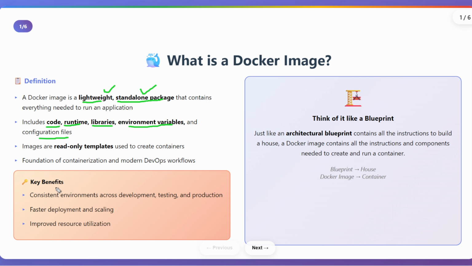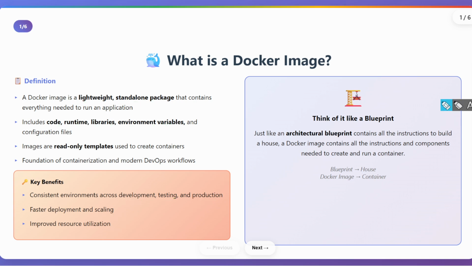If you see the key benefits, there is a consistent environment across development, testing, and production. Why? Because the package will be the same, right? So that will be shared among the team, and in development, testing, and production, the same thing will flow. And there is faster deployment and scaling. This is one of the key benefits, and it will obviously improve resource utilization. That is one of the key things.